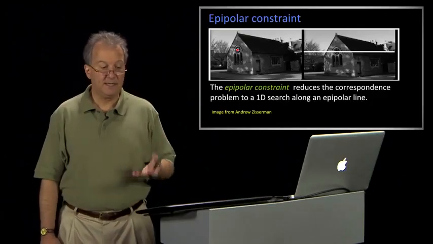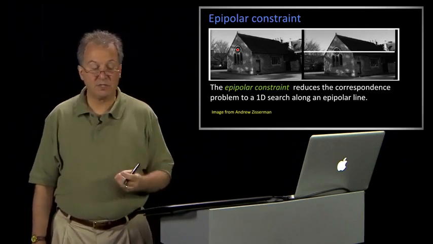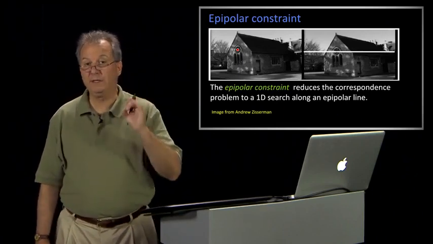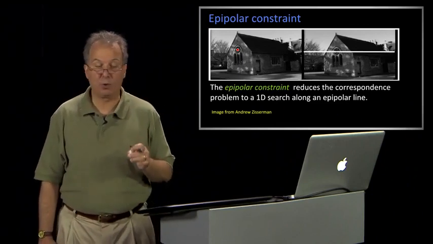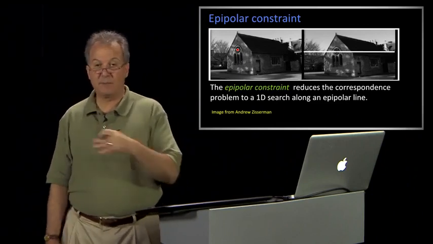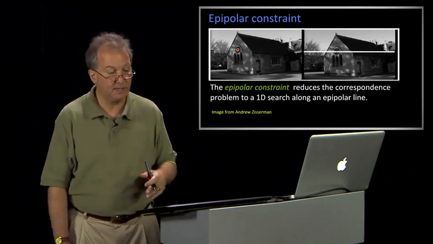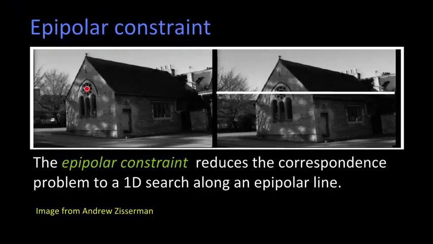So why is the epipolar constraint useful? Well, we've already said that basically the epipolar constraint reduces the correspondence problem to a one-dimensional search along the epipolar line. In this particular case, we have parallel epipolar lines. We'll see that in just a minute. But the red dot on the left that's located in the window of this beautiful chapel, wherever that is located, is somewhere on this epipolar line on the right. So I search for the middle of the window. I don't have to look all over the image. I'm just looking along the corresponding epipolar line.